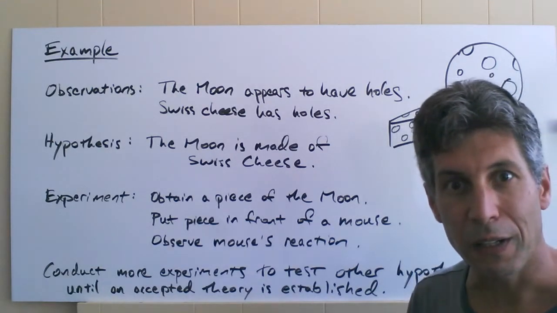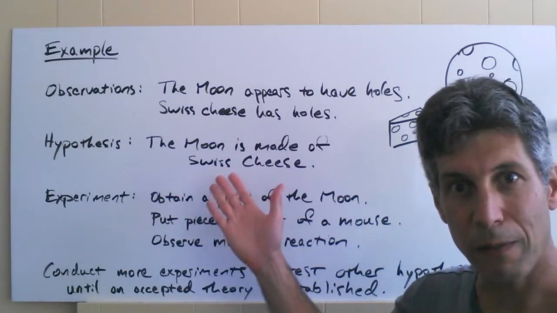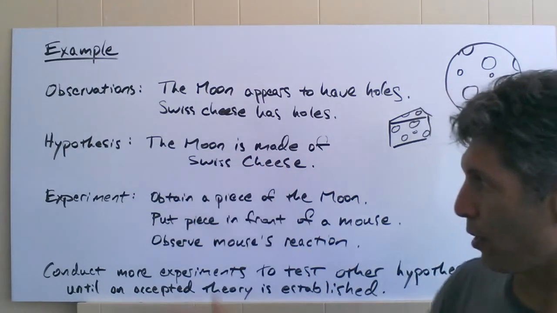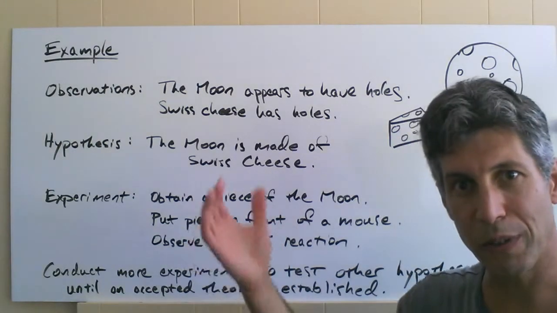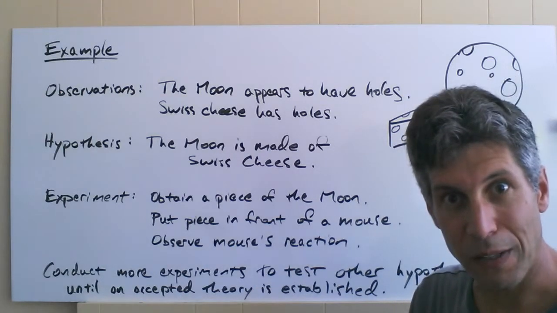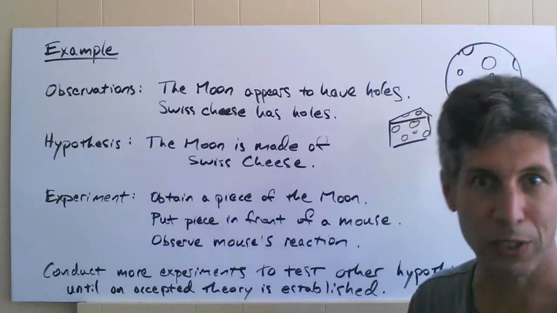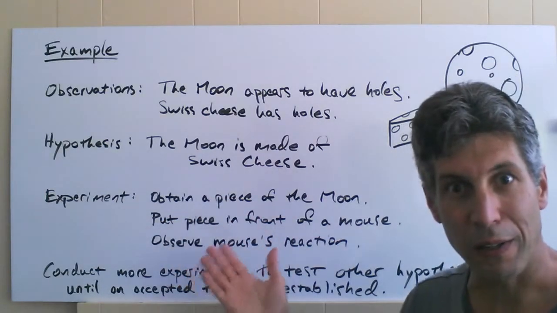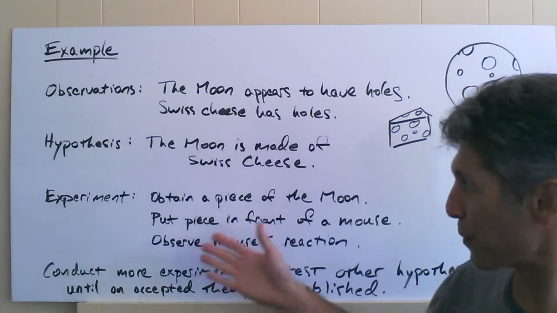We now have to conduct an experiment to see whether or not it fits with this hypothesis. So we design an experiment to go up to the moon, take a piece of the moon back here to Earth, put it in front of a mouse, and see what the mouse does. If the mouse starts eating it, then perhaps it is made of Swiss cheese. Of course, this would be an expensive experiment, but let's go ahead and imagine that we did it.